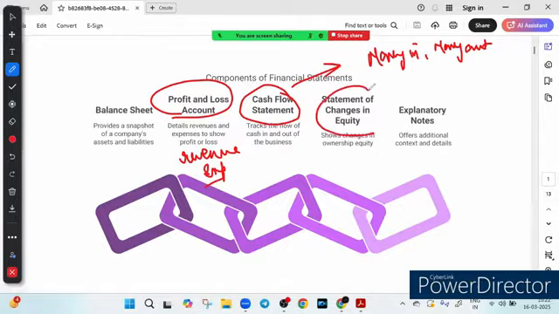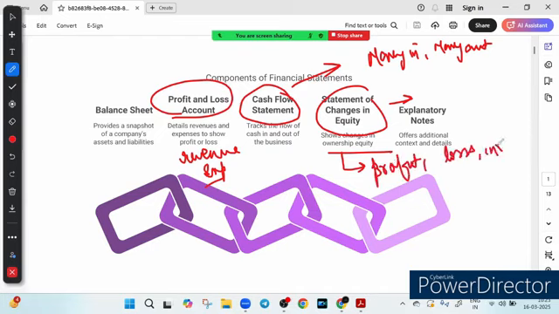The next statement we have is the statement of change in equity. Ever wondered how ownership equity shifts? Friends, this statement explains how the owner stake in the business changes over time due to profit, due to losses, or due to investment.